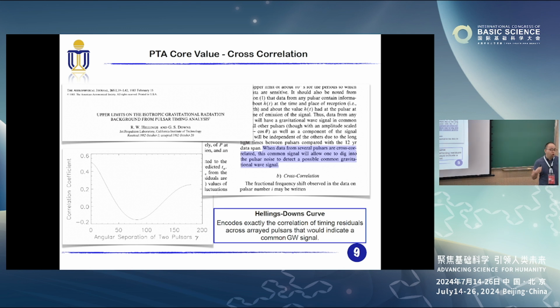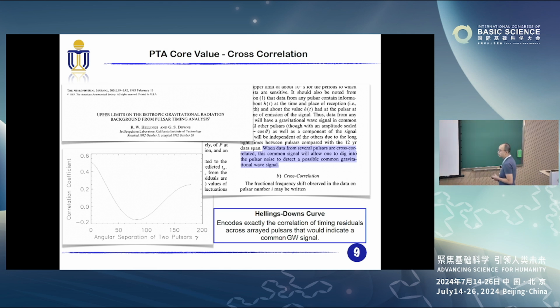And here, the core value for pulsar timing arrays is cross-correlation. That is, correlating the timing data across all arrayed pulsars. And as highlighted in this pioneering paper by Hellings and Downs, when data from several pulsars are cross-correlated, this common signal will allow one to dig into the pulsar noise to detect a possible common gravitational wave signal.